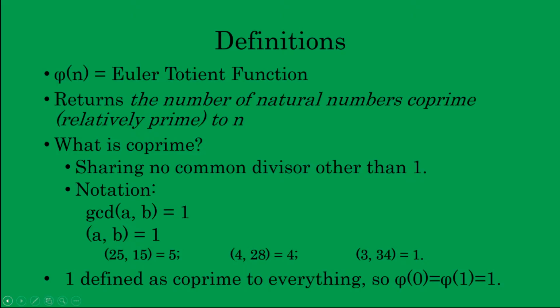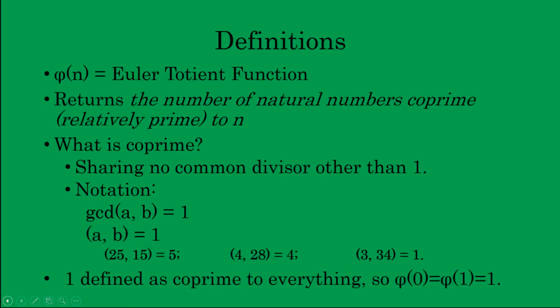So, to unpack that a little bit further, what does co-prime mean, if you're not already familiar? Two numbers are co-prime if and only if they share no common divisor greater than 1. In terms of notation, we can say that the GCF of A and B equals 1. Or simply, we can write (A, B) = 1, which just shows that the greatest common factor equals 1.